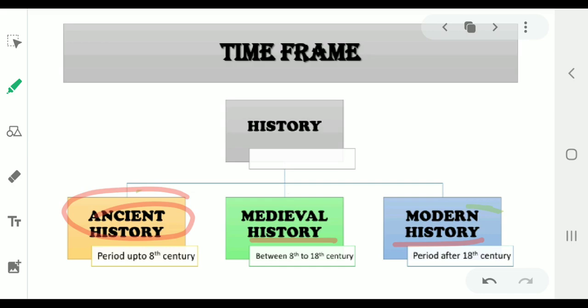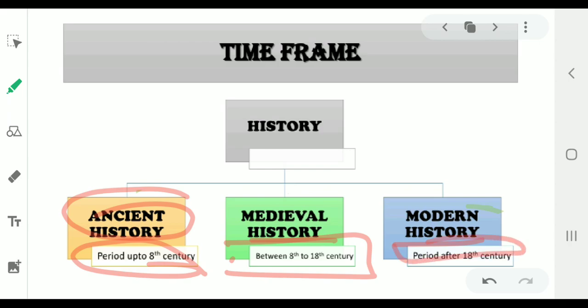The time period up to the 8th century is regarded as your ancient history. The time period between the 8th and 18th century is known as your medieval history, and lastly, the time period after the 18th century is known as your modern history.